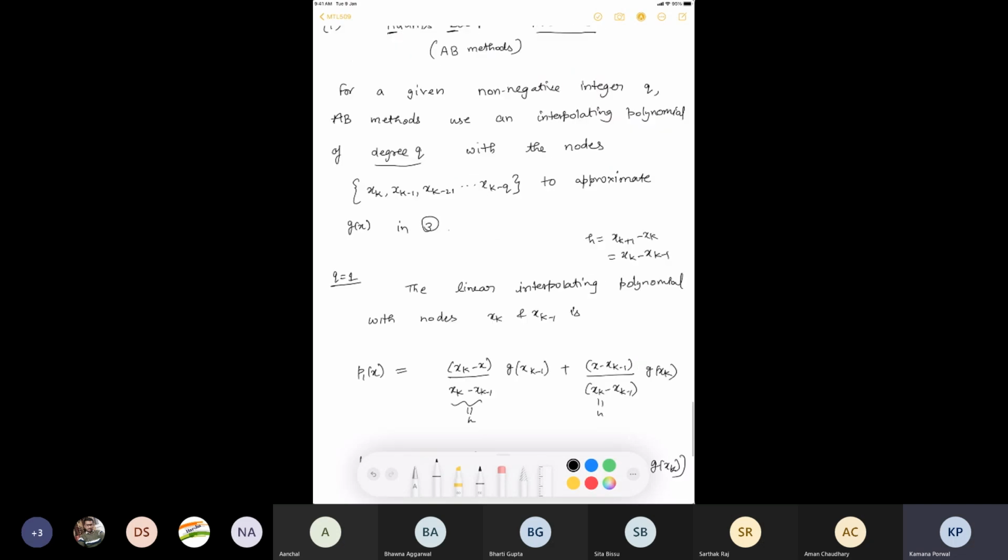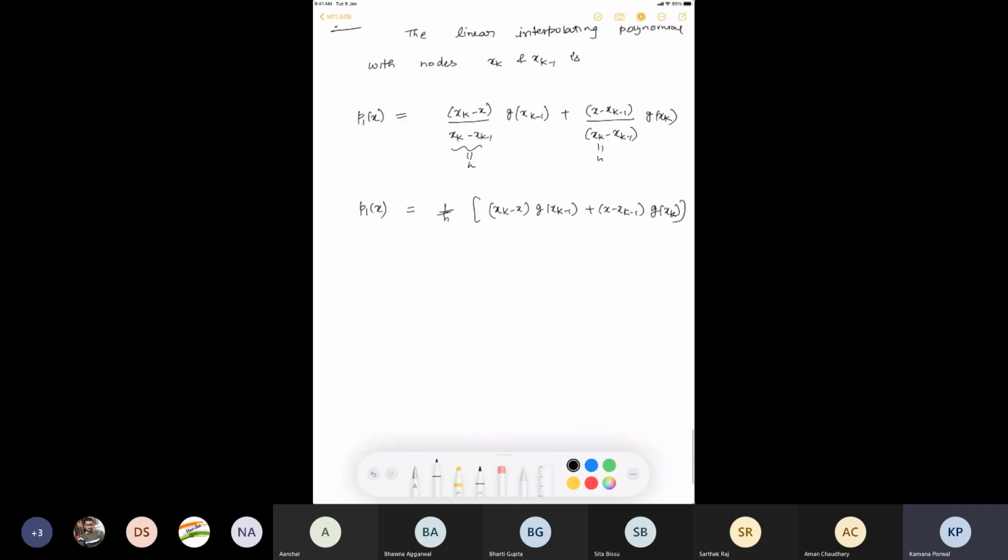So this is the approximation of g, right? And we have to find the approximation of the integral of g(x) over the interval xk to xk plus 1. So its approximation is going to be the integral from xk to xk plus 1 of p1(x) dx.